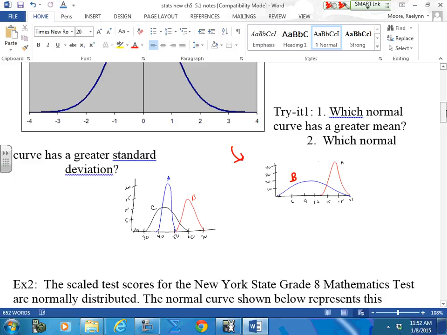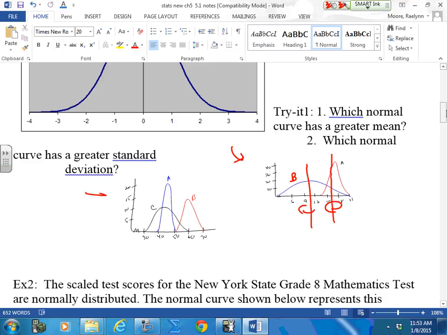Look again. A. The mean is in the middle, isn't it? So which number would be greater? A would be greater. Which curve, A or B, has the greater standard deviation? B. Why? It's wider. Good. It varies a lot more from the mean.